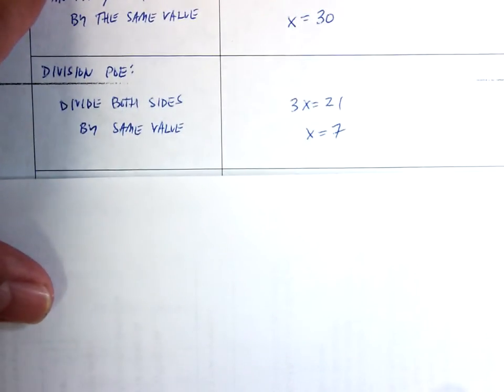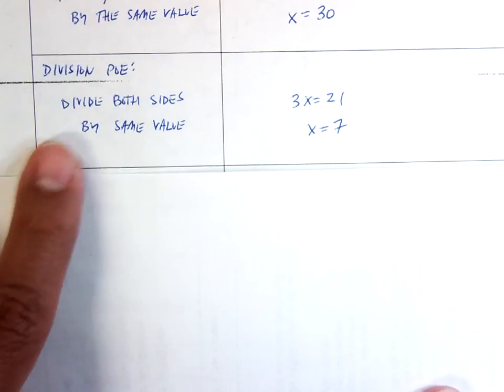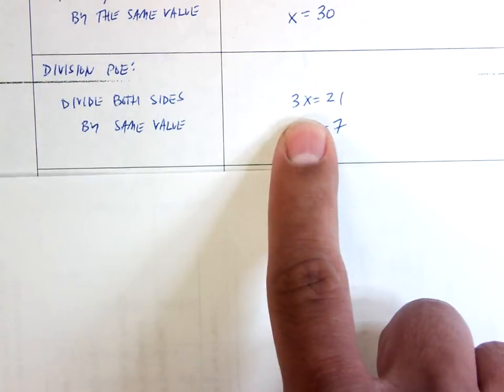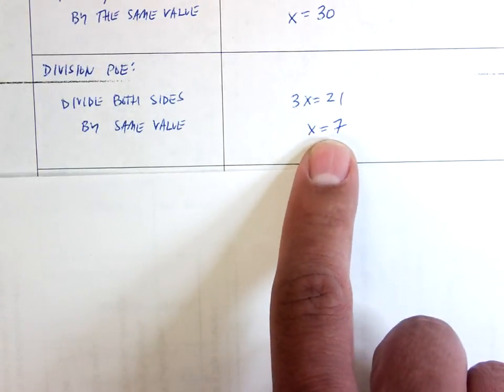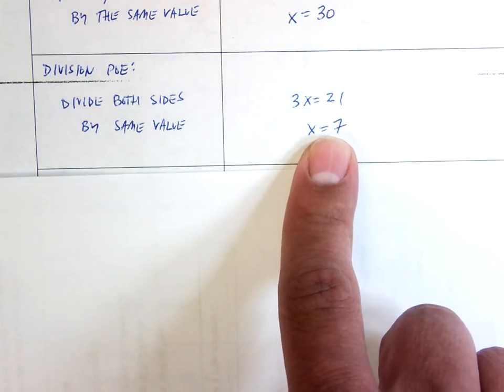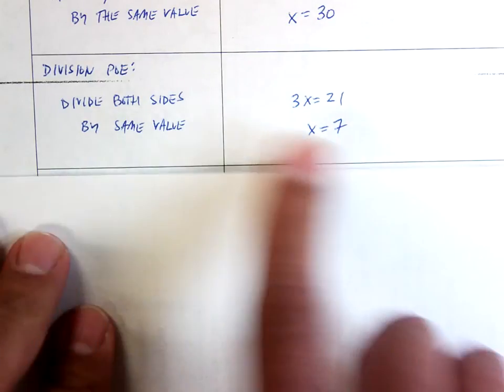There's also a division POE, when we divide both sides by the same value. So if I have 3x equals 21, I would divide both sides by 3 to get my answer, but my justification, my reason, would be because of the division POE.